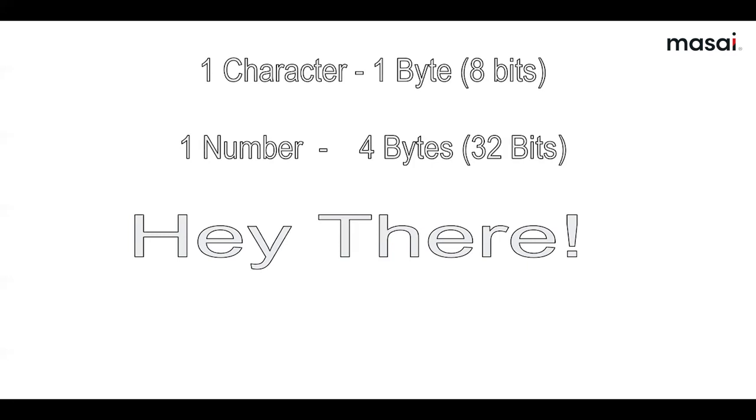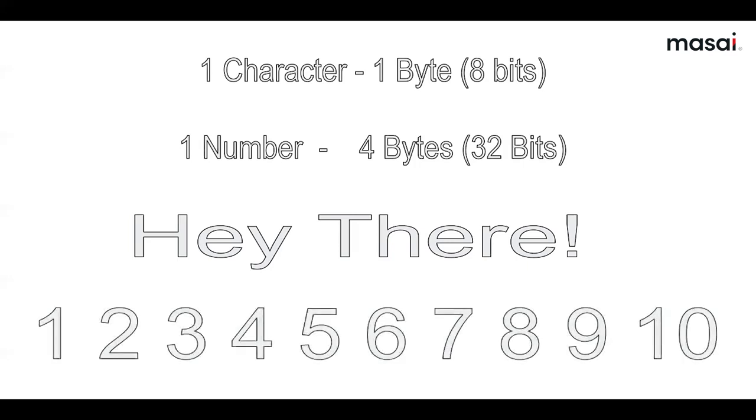Let's say you have to store 10 numbers in your memory: 1, 2, 3, 4, 5, 6, 7, 8, 9, 10. If you have to store 10 numbers in your memory, each number takes 4 bytes. So 10 numbers will be taking 40 bytes, or 40 into 8, which is 320 bits, right? So now whenever you look at a text message, or whenever you look at a number, you know exactly how much memory it is taking.